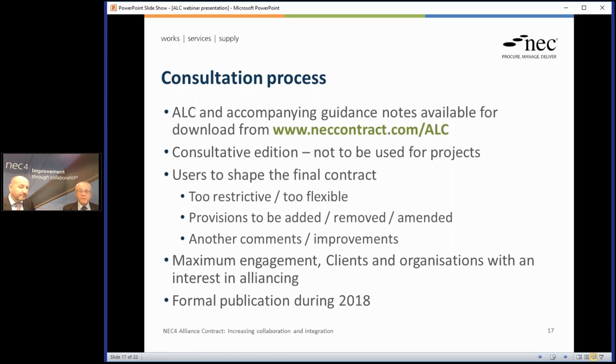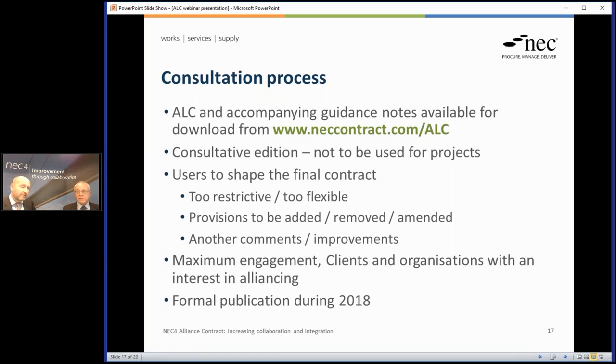We'll look at feedback from all users, and also we'll try to be more active in terms of going out in the market and talking to people specifically who may want to use it. It is a consultative version. We're not sanctioning it for use.